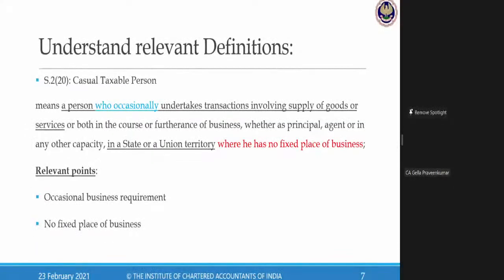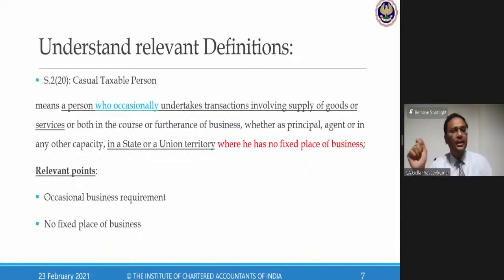State where I don't have a fixed place, then you shall be called a casual taxable person. Casual. So please keep in mind, any business person who does a business activity in a state or union territory occasionally, where he doesn't have a place of business, will be called a casual taxable person.